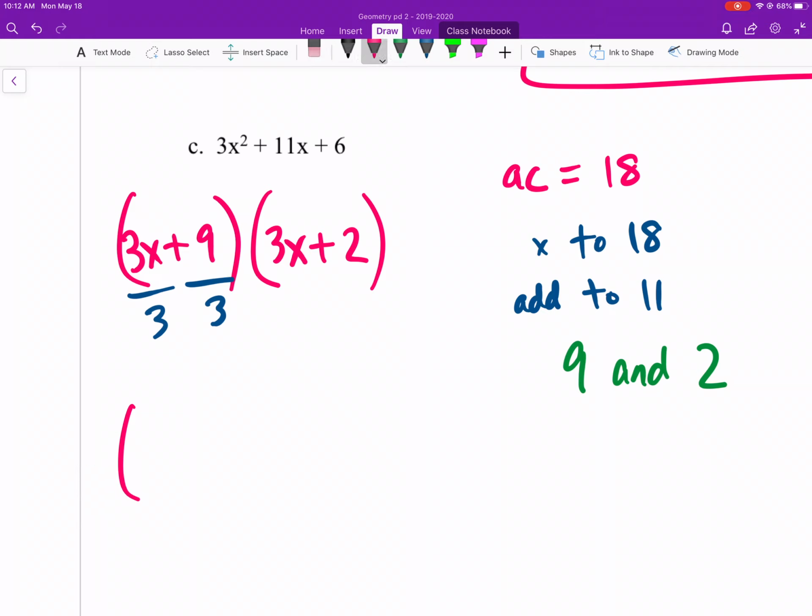Alright, so 3x divided by 3 is x. 9 divided by 3 is 3, so plus 3. We got x plus 3, and 3x plus 2 we can't break down anymore, and now we're done.